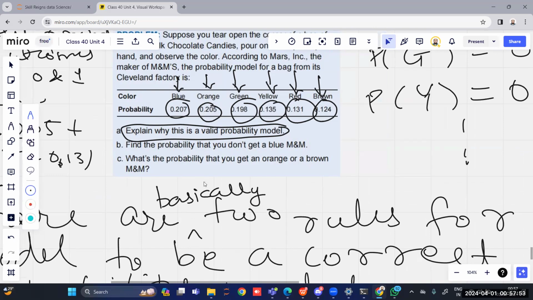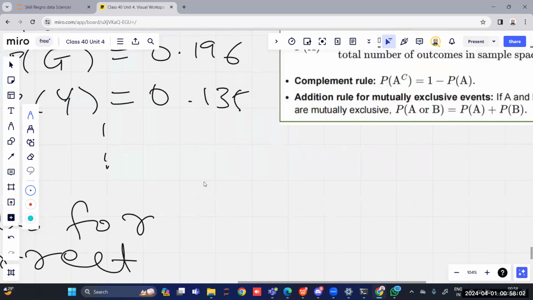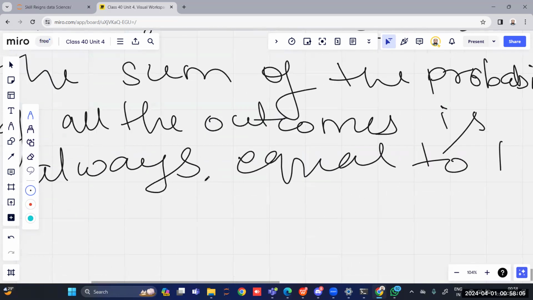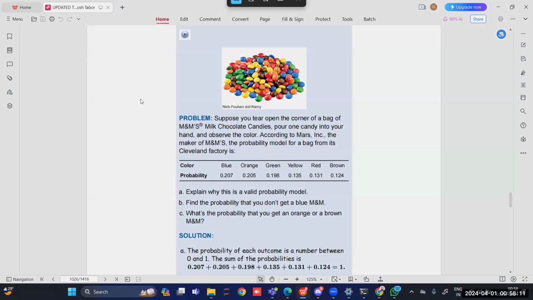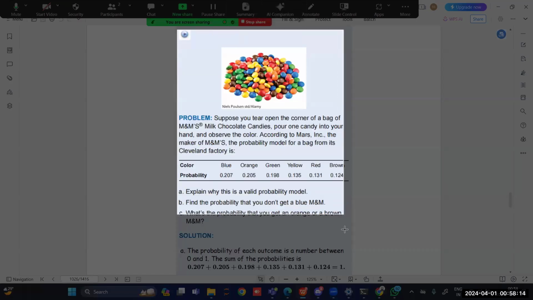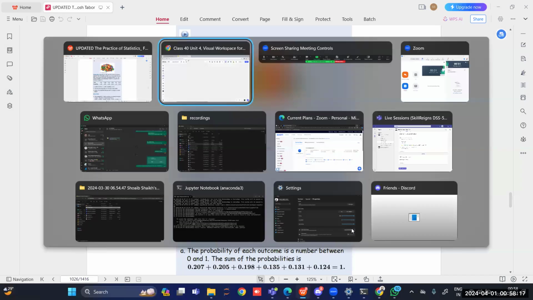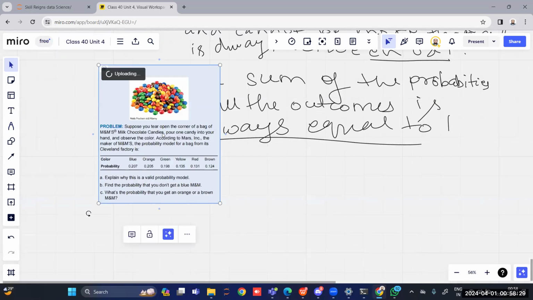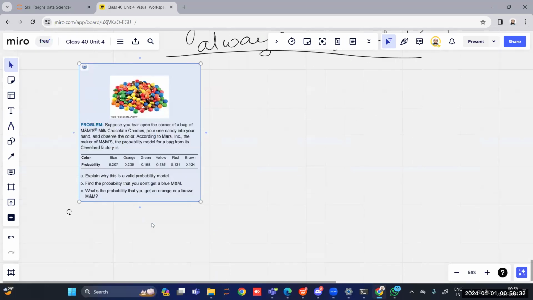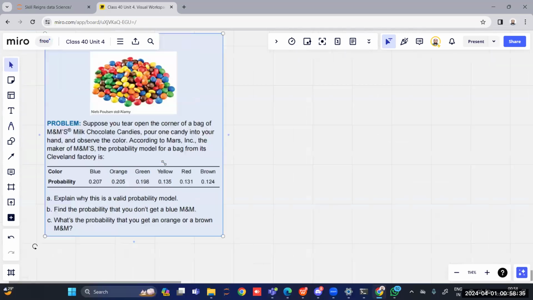See, find the probability that you don't get blue. When you see a negative statement, don't get blue, what do you need to do? Don't get blue, what does it mean? What I'll do, I'll copy this again. Leave this explanation here. Copy, because the question is very interesting, by the way.